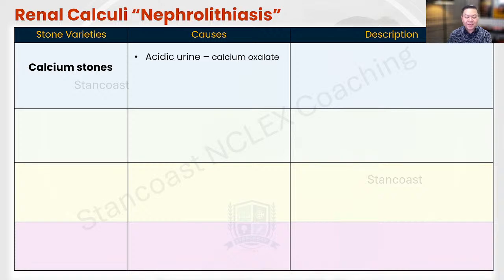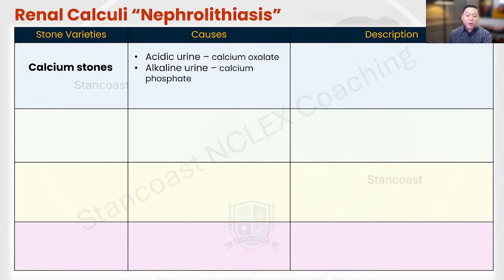Please take note of that. This is something that's not quite shared often. And also, if there is an alkaline urine, it can promote the development of calcium phosphate type of stones. Please take note of the 2 differences here. Acidic urine will favor the formation of calcium oxalate stones, whereas alkaline urine can promote the buildup of calcium phosphate stones. Those are the 2 different types of calcium stones.